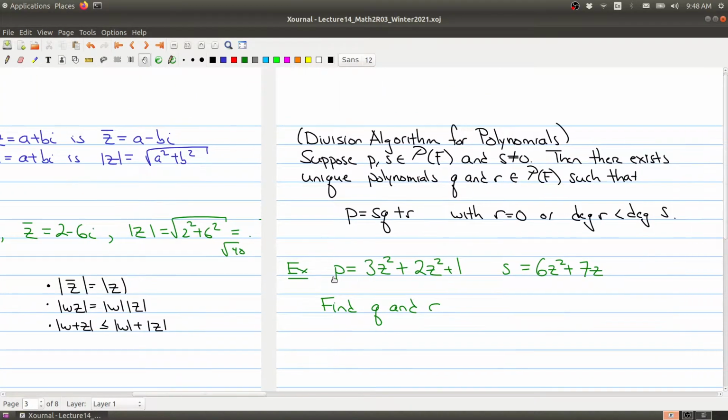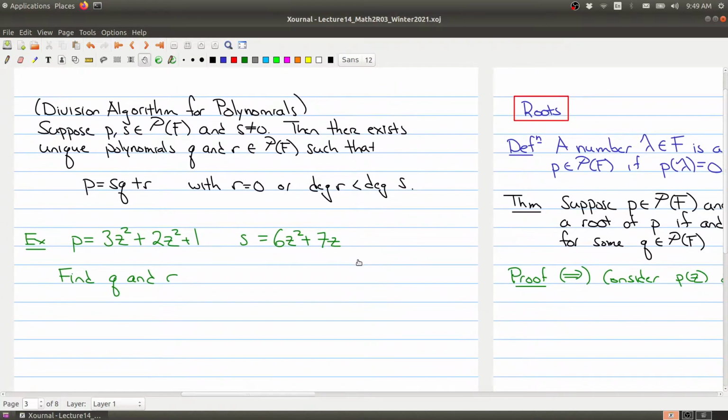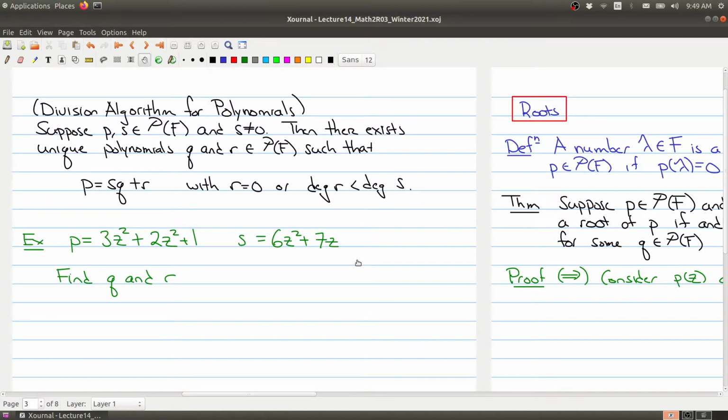Probably one of the more important results about polynomials is the division algorithm for polynomials. I'll first state it. We won't prove it, but I'll state it and show you that you've actually seen this in high school. Suppose you have two polynomials, p and s, inside of your set of polynomials, and s isn't the 0 polynomial. Then there exist unique polynomials q and r, inside of P(F), such that p is equal to s times q plus r, where either r is 0 or the degree of r is smaller than the degree of s.